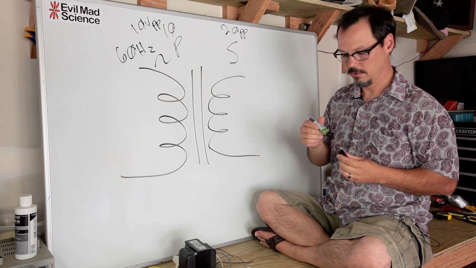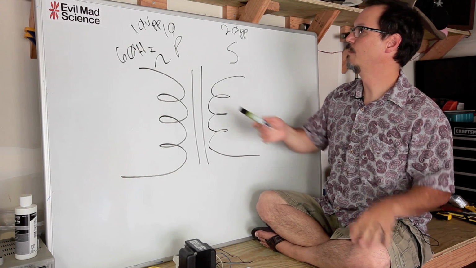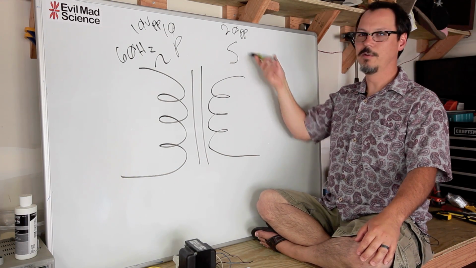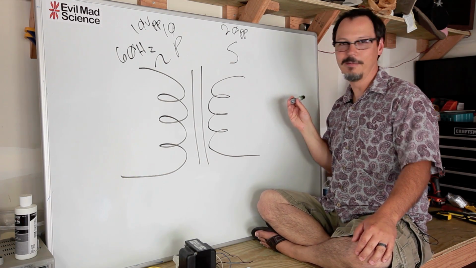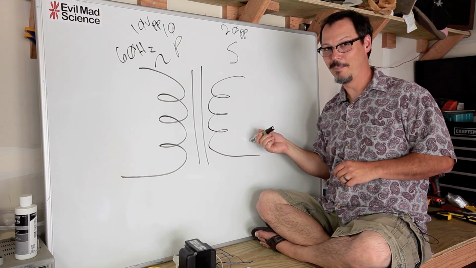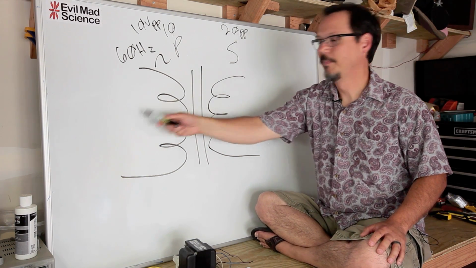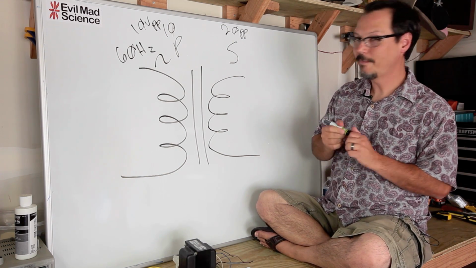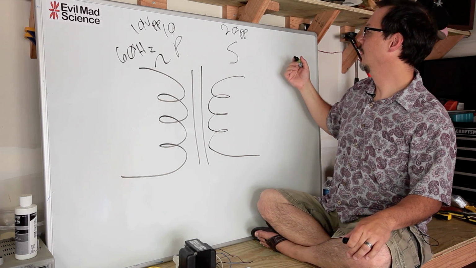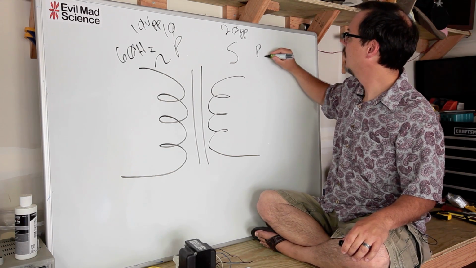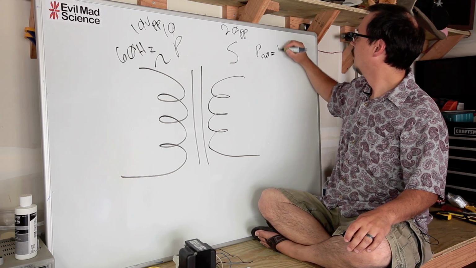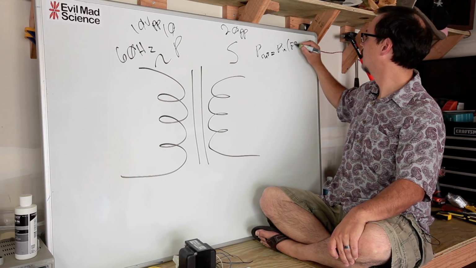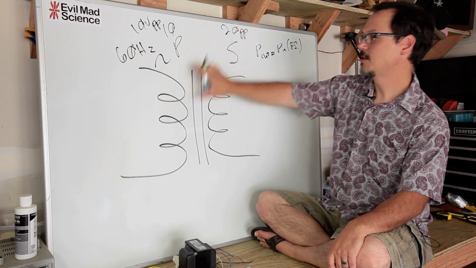Now, the thing to note is that if I've got 10 volts and 1 amp going in here, I do not have 20 volts and 1 amp coming out of here. I have 20 volts and half an amp, okay? Power in, this is important, power in equals power out, ideally. In truth, it really is P out equals P in times some kind of efficiency factor, okay? These things are never perfect.